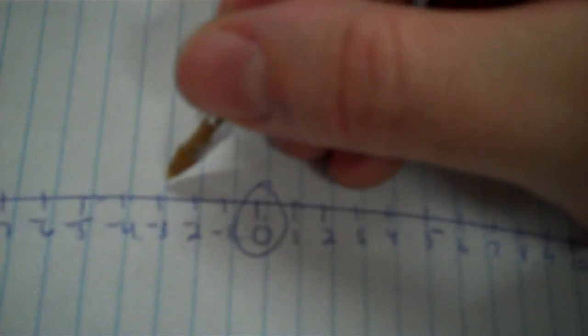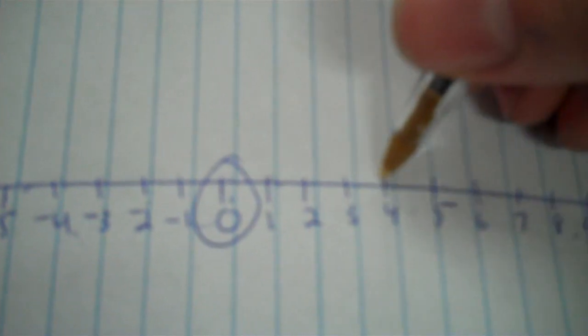So I start at negative 10. The number I'm adding is not negative, so it goes to the right 20 places. So 1, 2, 3, 4, 5, 6, 7, 8, 9, 10, 11, 12, 13, 14, 15, 16, 17, 18, 19, 20. So I'm at 10.